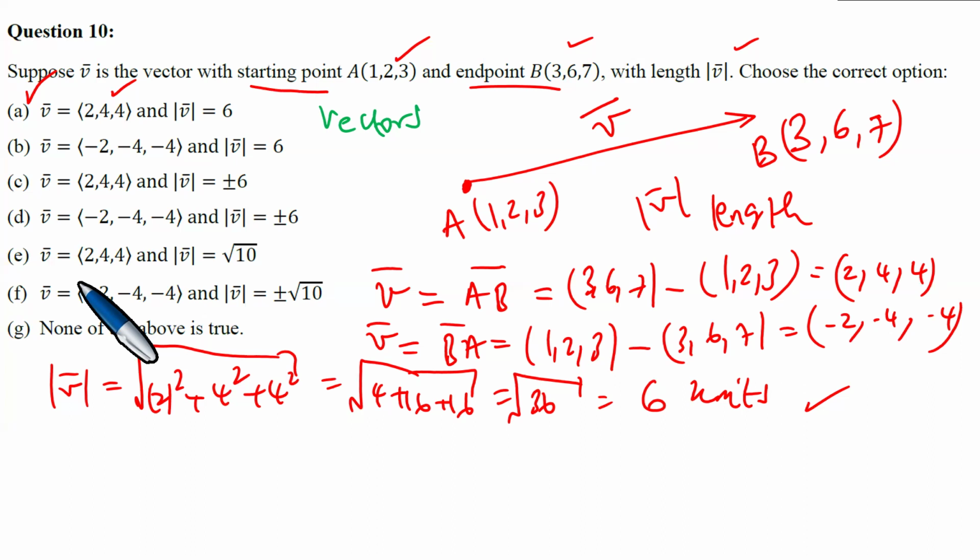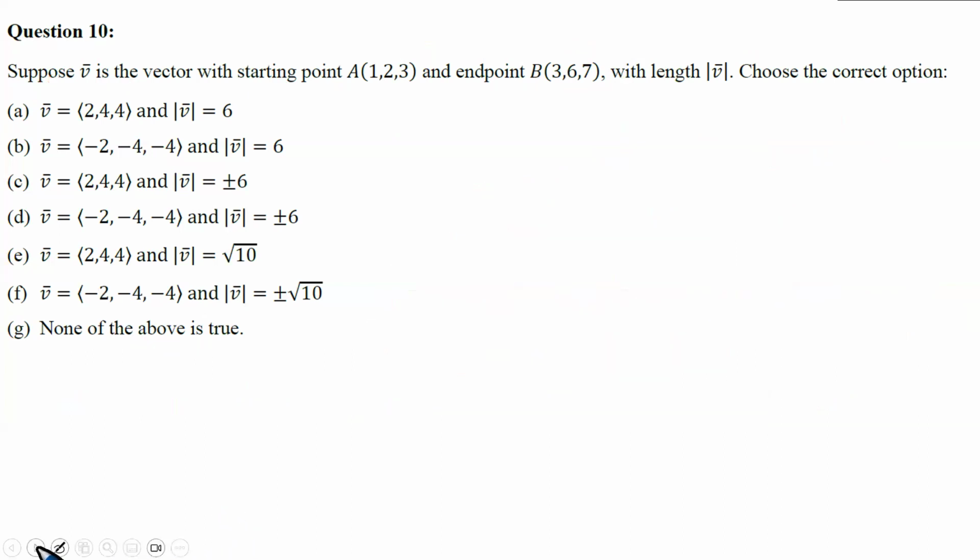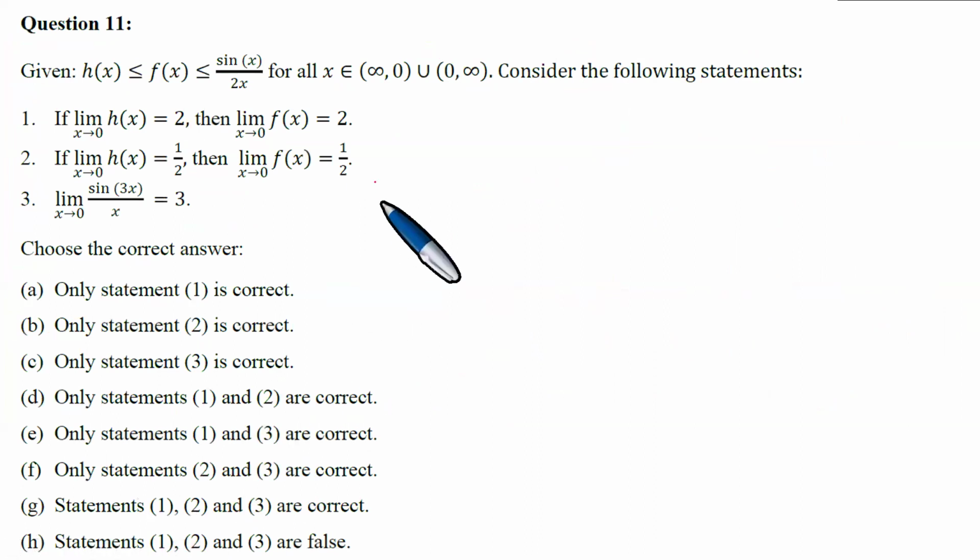So we continue right now to do the next problem. Okay, 11 is the next one. Given h is less or equal to f of x, less or equal to sine x over 2x, for all x an element of the interval negative infinity to 0, union 0 to infinity, consider the following statements. If we have that the limit of h of x is 2, then the limit of f of x as x tends to 0 is 2. Okay, yeah. Which one is the correct answer here?